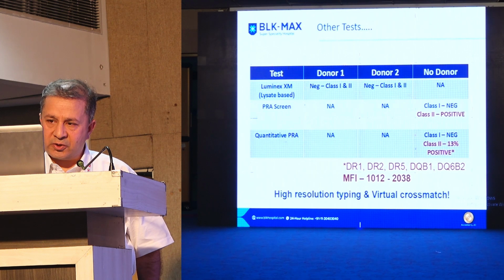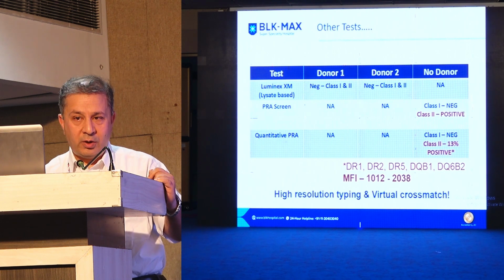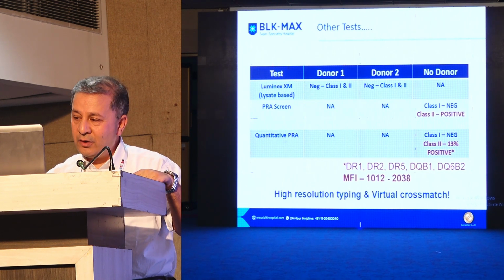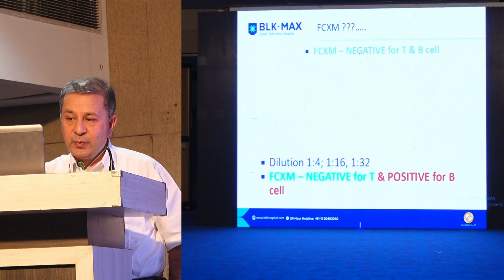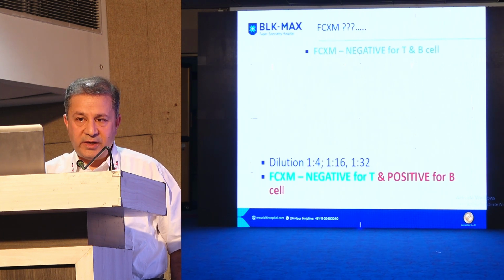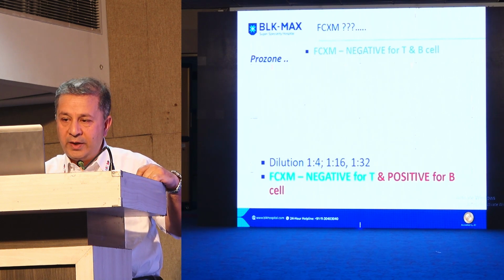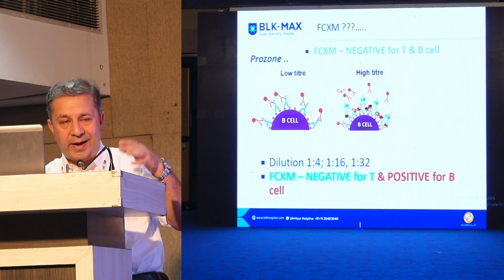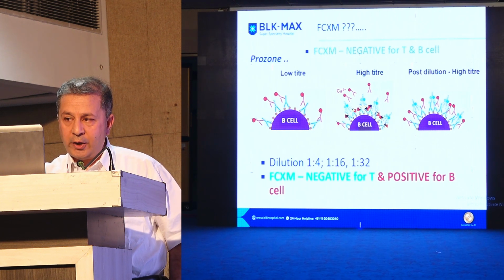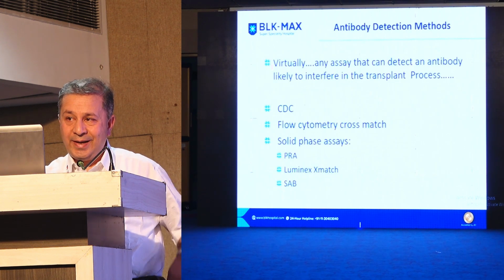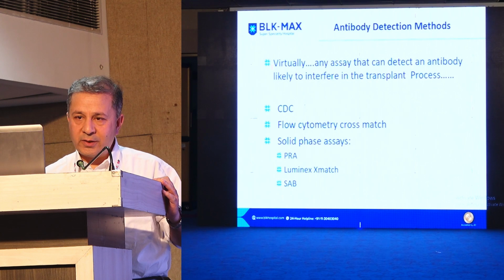Of course, we had to tread with caution. What am I trying to say here is the flow cross-match here was negative. So did I say that flow was very good on one side and I said flow on the other side was kind of not doing it very well? Yes, the fact was that flow was negative, and in this case we put it up in dilution. 1 in 4, 1 in 16 and 1 in 32, and there is something called a prozone which Dr. Rajeshwari actually explained very beautifully, and you have a low titer antibody, a high titer antibody, and when you actually post dilution your titer becomes exactly equivalent to the antigen density and you're able to get a positive reaction. So practically any antibody detection method is good as long as you know what are the fallacies associated with the test.